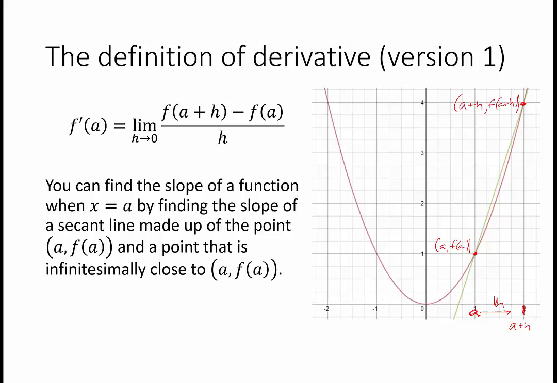And if I want to find the rise, that rise is going to be f of a plus h minus f of a, the difference in the y values. And my run, I could write it out as a plus h minus a, but you can see that that will just simplify to h. And then I'm going to say, what happens when h gets really small? It approaches 0, but does not equal 0.